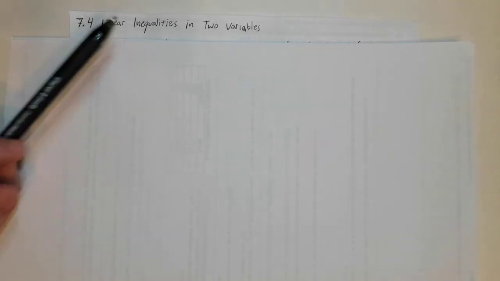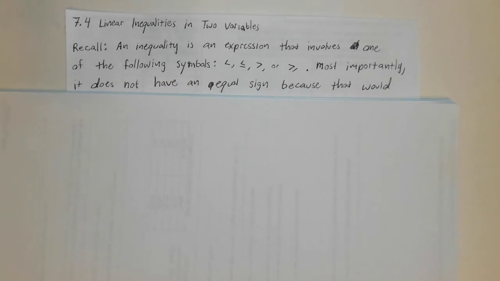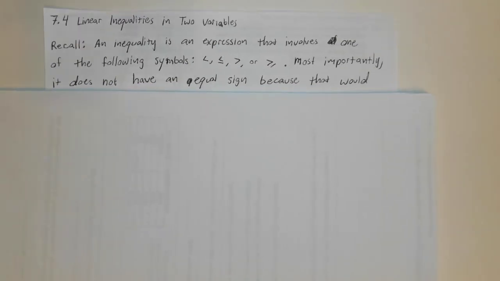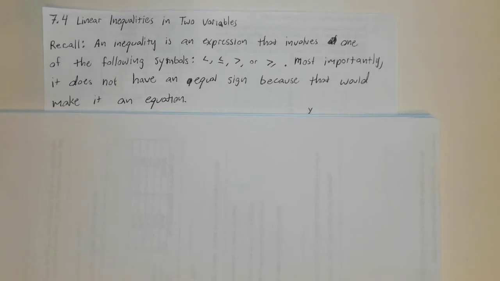All right, so now we're going to talk about 7.4, which is linear inequalities in two variables. We're also going to talk about systems of linear inequalities. In case you forgot, which is fine, because I don't know if we've talked about inequalities much: an inequality is an expression with less than or equal to, greater than or equal to. Most importantly, it's just not an expression that has equals. That would be an equation. Okay?